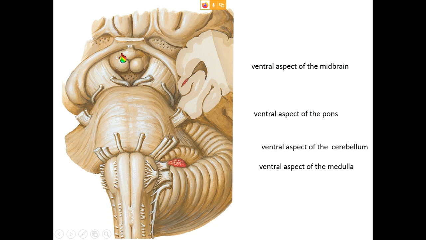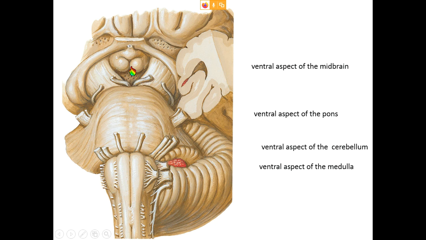So the boundaries are: anteriorly the optic chiasma, anterolaterally the optic tracts, posterolaterally the cerebral peduncles, and most posteriorly we can identify the superior border of the pons. This is nothing but the pons. So this is the superior border of the pons. Okay, these are the boundaries of the interpeduncular fossa.